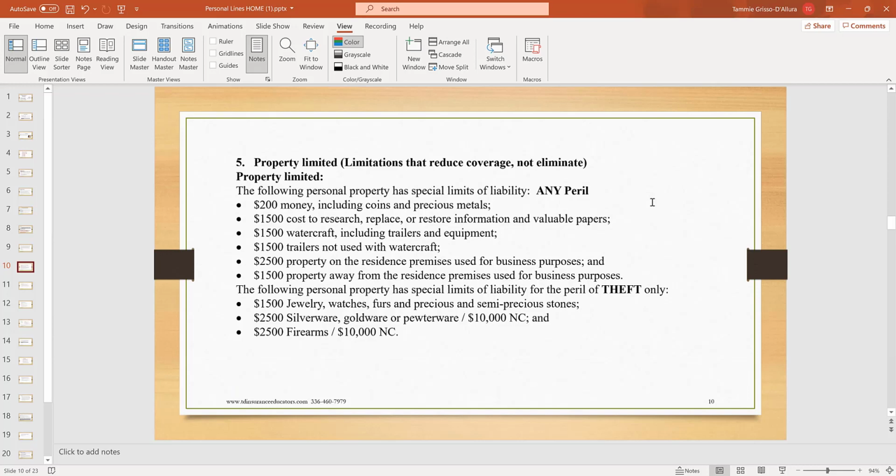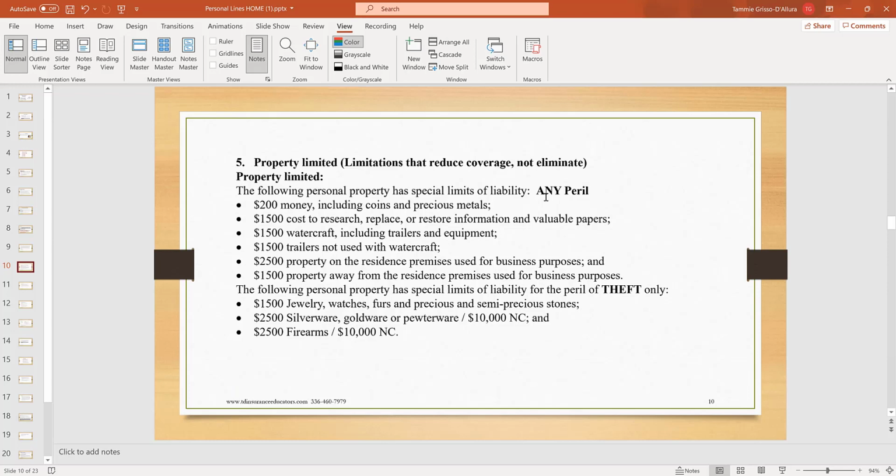Again, we do not want business operations like commercial and manufacturing in homeowners, but there may be situations where you bring home some property from your business, maybe a laptop or some samples or things like that, and there's a fire at your house, then it would cover under your homeowner policy but limit it to $2,500 for property on the premises, and then $1,500 for property away from the residence premises used for business purposes. And again, these things that are limited, this personal property that's limited, is for any peril.